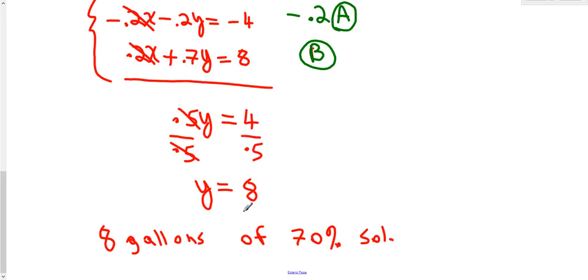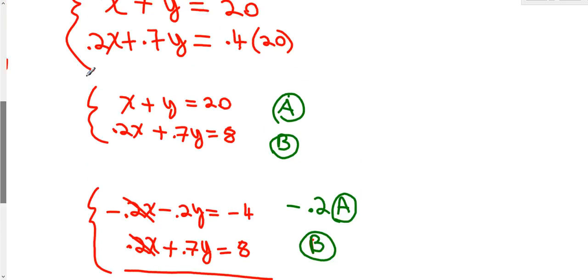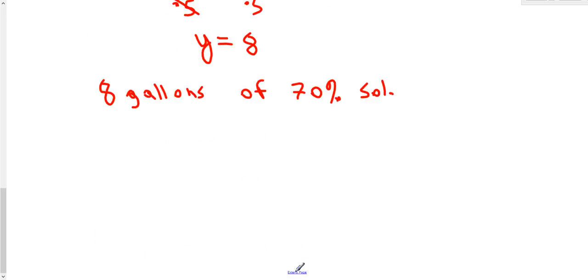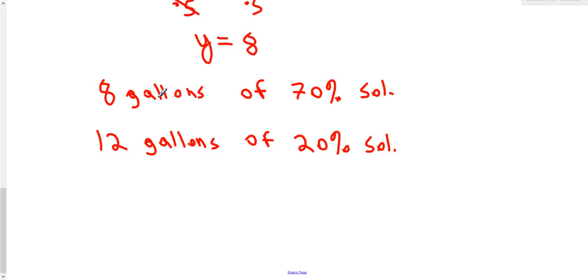And since there are 20 gallons in total, remember x plus y had to equal 20, right? Since there are 20 gallons in total, and I have 8 gallons of 70% solution, that means I must have 12 gallons of the 20% solution. So this was the value for y, 8 gallons of 70% solution, and this was the value for x. And that is how we approach our mixture problems.